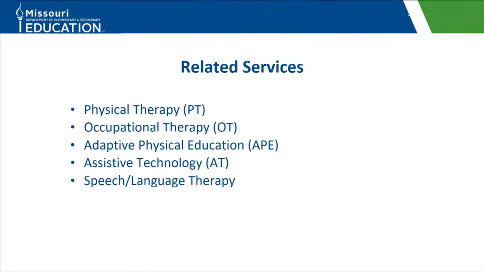Related services are part of the student's IEP. Related services may be required in order for the student to benefit from special education. For some students, that might include physical therapy, occupational therapy, adaptive physical education, assistive technology, and speech or language services. However, this is not an exhaustive list of related services.